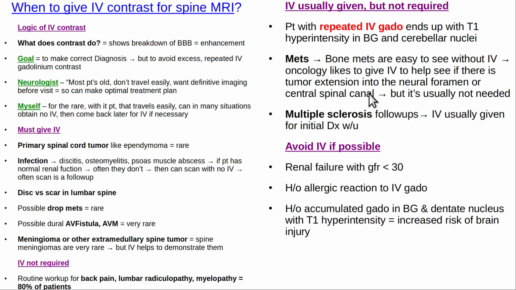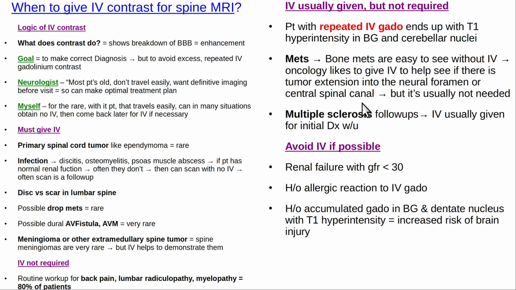Okay, now why does oncology usually like to give IV? And the reason is it can be helpful sometimes. Sometimes you're concerned about the tumor extending from the vertebra, the bone, into the soft tissues of the central spinal canal. And IV shows that a little bit better. IV also shows a little bit better if you've got tumor extending from the vertebrae into the neural foramen. Okay, again, I don't deal with it that often, but sometimes it does help.